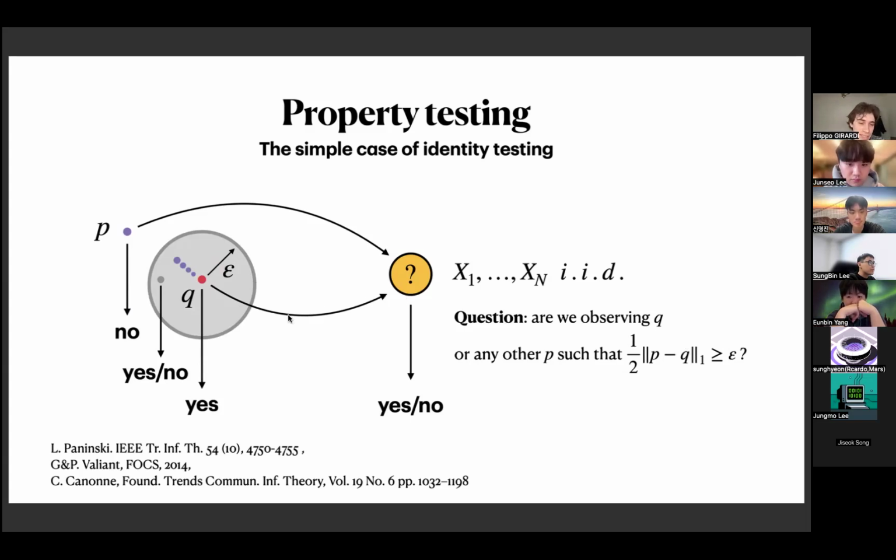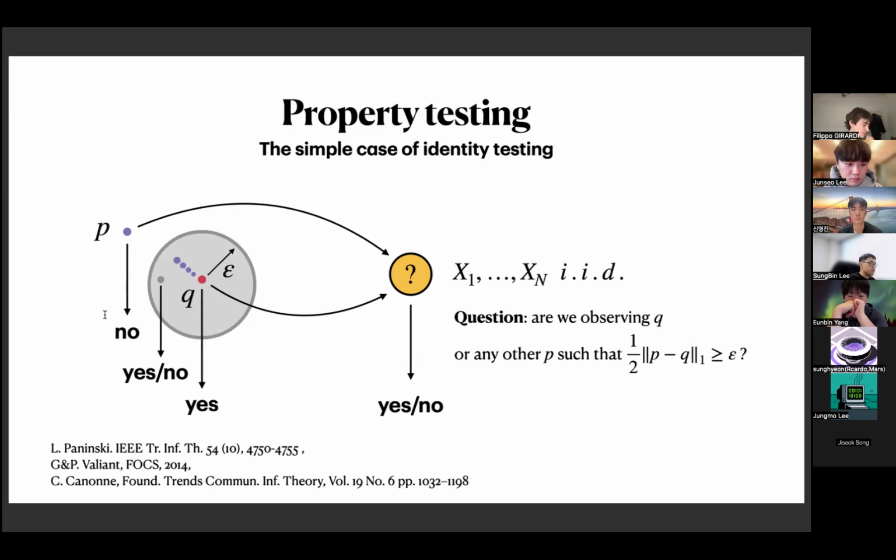So, there are two ways to phrase property testing in this case. One is, you have the promise that your random variables are distributed either according to Q or according to a P which is at least epsilon far in trace distance, or in total variation in the classical case. And then you have to accept Q and reject P.